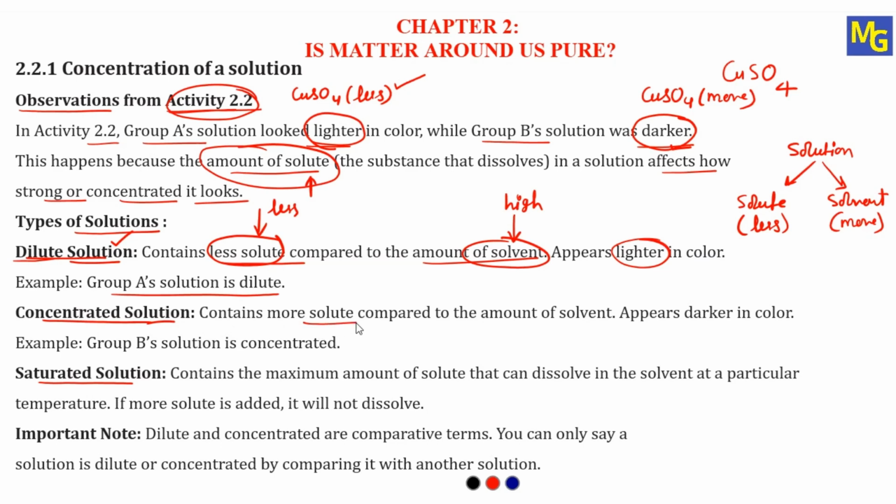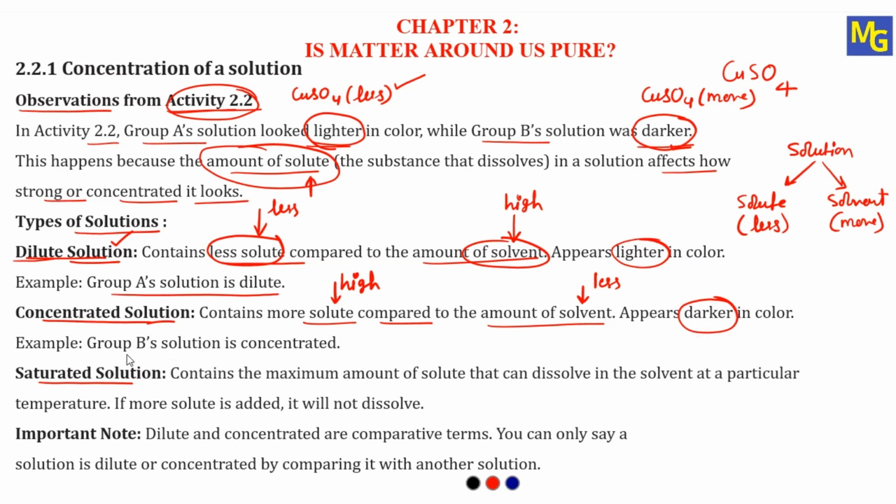The second one is concentrated solution. It contains more solute compared to the amount of solvent. So in this case, solvent is less and solute is high. It is exactly the opposite of dilute solution. Here solvent is less, solute is high, and solute is responsible for giving the color. That's why it appears darker in color.